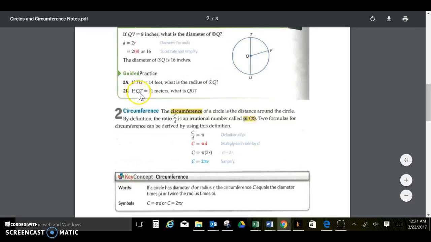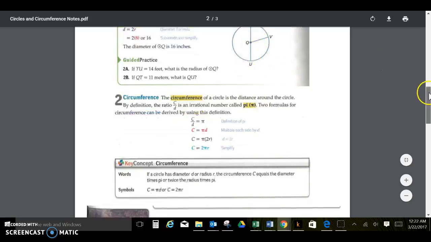Now if I look at 2b here, it says QT is 11. Well, if I look at QT as a radius, so 11 meters. So I want to find QU. Well, if QT is a radius and QU is a radius, they both are congruent. So all radii in the same circle are congruent. So QU would be 11.